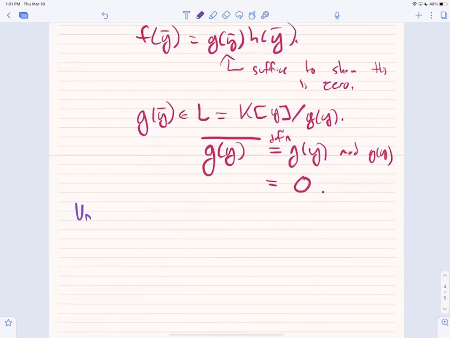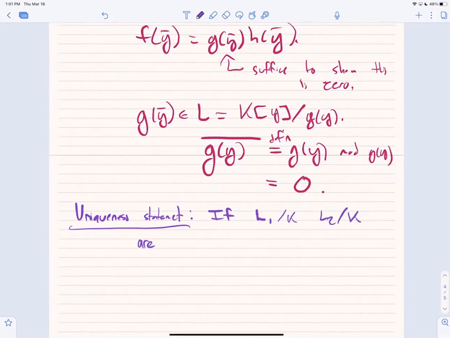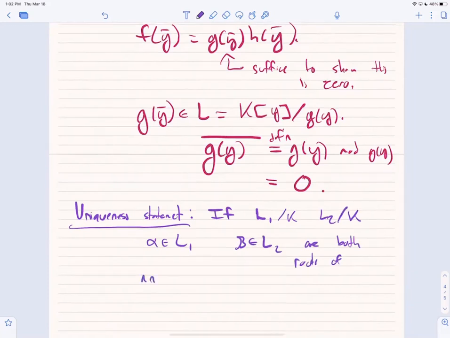There's also a uniqueness statement, which is: if L1 over K and L2 over K are two extensions of K, and you have alpha in L1 and beta contained in L2, these are both roots of an irreducible polynomial.